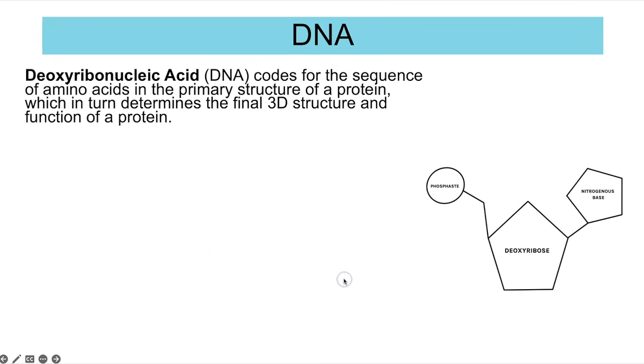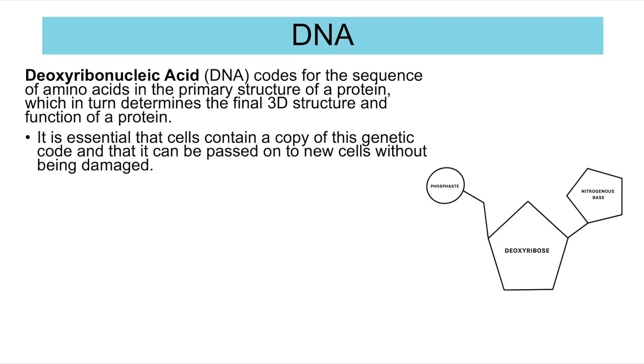So if we have a look at DNA in a bit more detail, DNA, or deoxyribonucleic acid, codes for the sequence of amino acids in the primary structure of a protein, which in turn determines the 3D structure and function of a protein, because it determines where the bonds can occur and therefore how it folds into that 3D shape. It's essential that the cells contain a copy of this genetic code, and it's really essential it gets passed on to new cells without being damaged, because if it does get damaged, you will change your DNA base sequence, therefore code for a different primary structure, potentially, and you end up with a non-functioning protein.